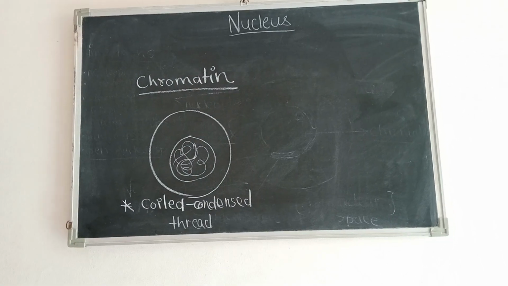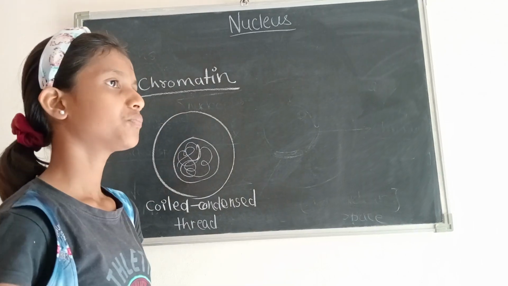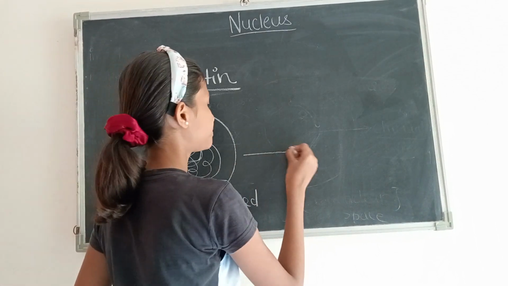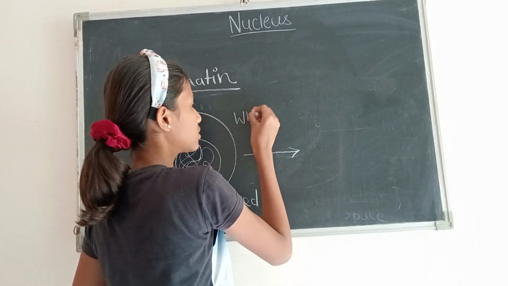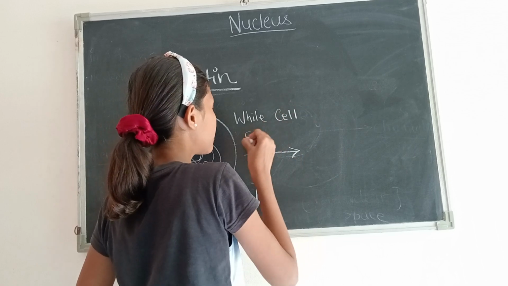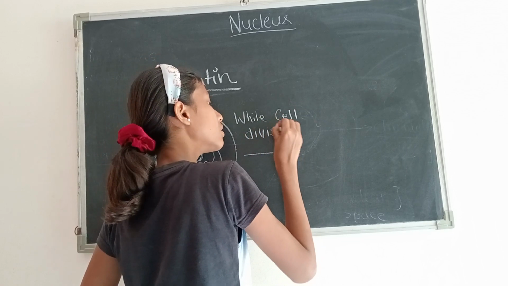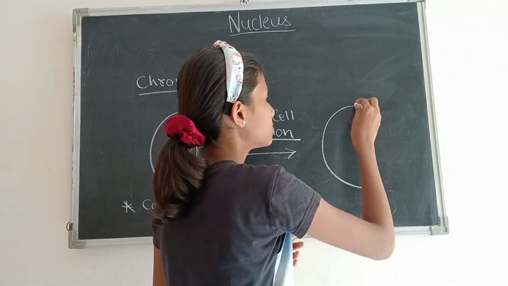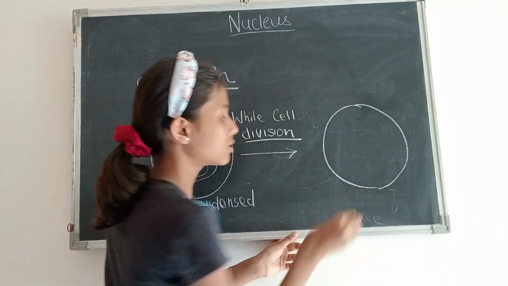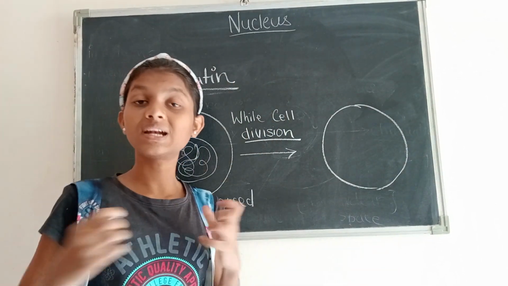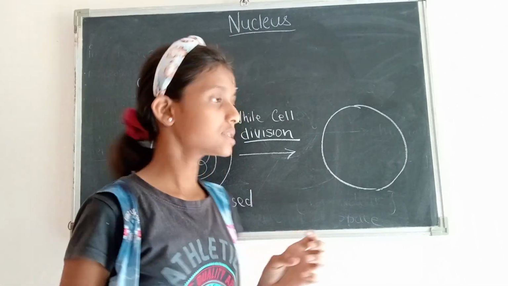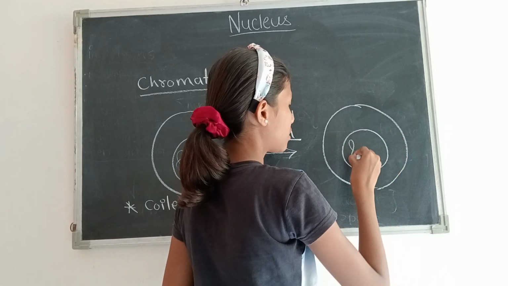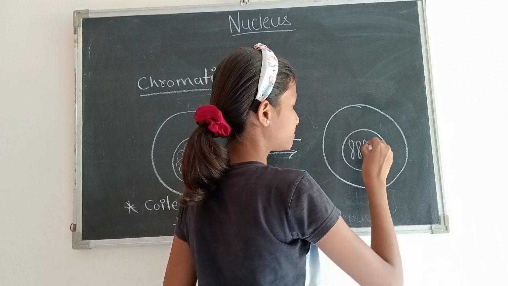Coiled and condensed thread is known as chromatin. Now, what are chromosomes? While cell division, the chromatin shrinks and condenses, and while it shrinks, it forms a structure like this.